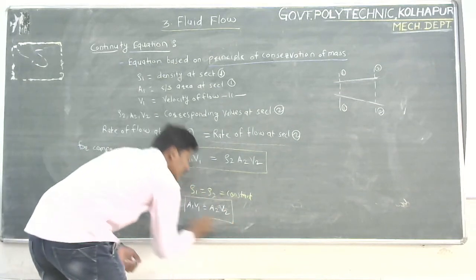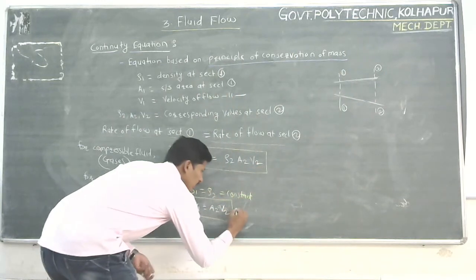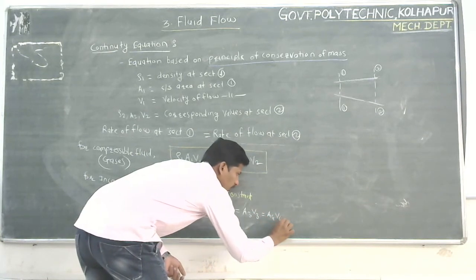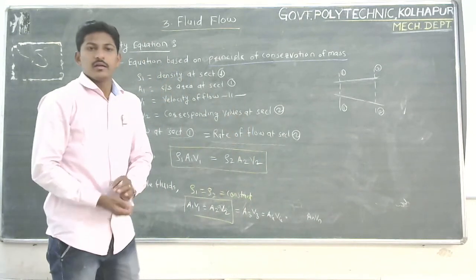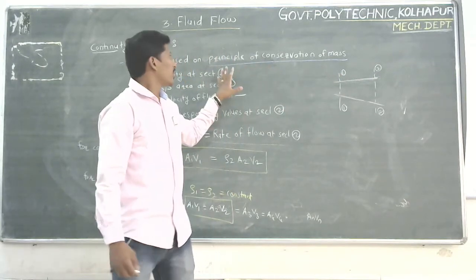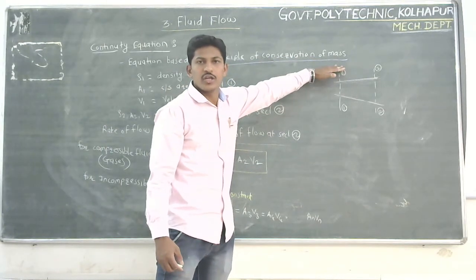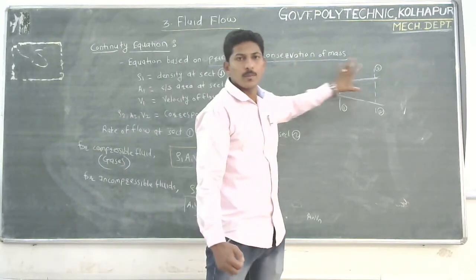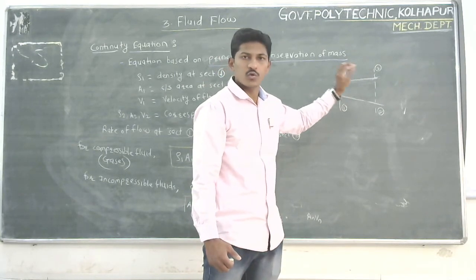If we increase the sections, if we consider a number of sections, our formula will go on. It will be A1 V1 is equal to A2 V2 is equal to A3 V3 is equal to A4 V4 and so on. So what is the important point of the continuity equation? The continuity equation is based on the principle of conservation of mass, and it says that whatever the discharge in the pipe, it will remain constant throughout the pipe.